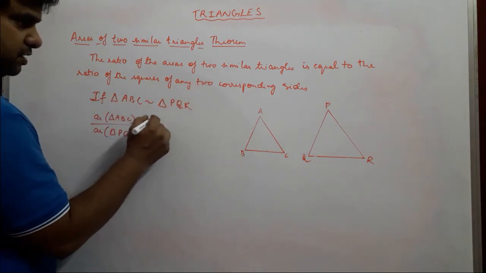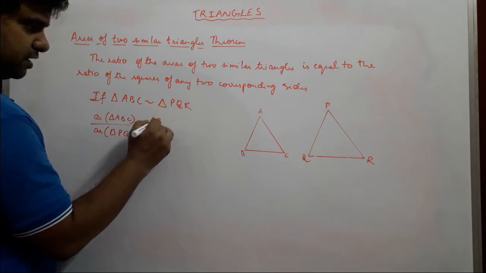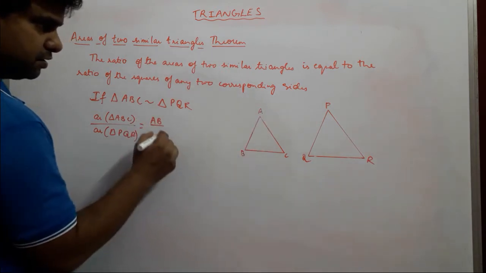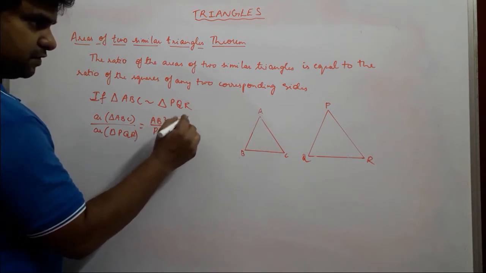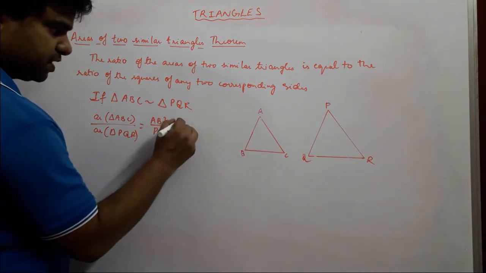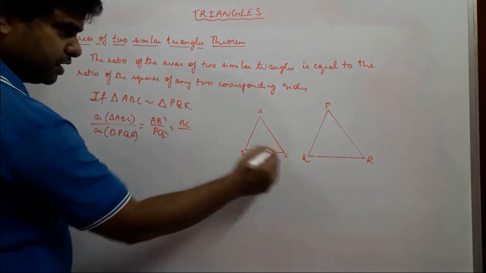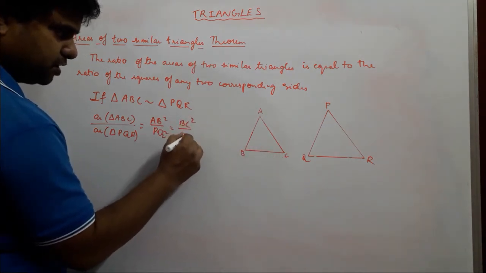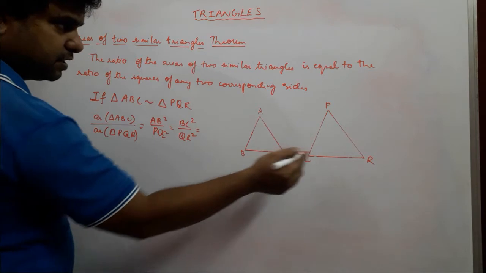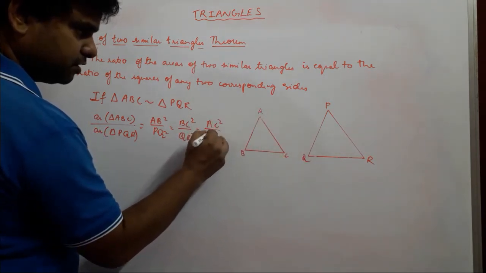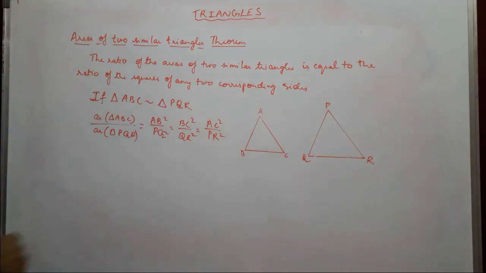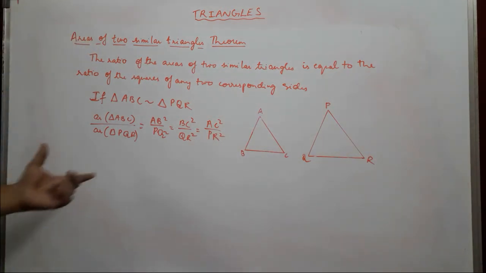So let's take AB upon PQ, but it will be the squares, which can be equal to BC square upon QR square, the corresponding sides, or AC square upon PR square. Okay, so this is what the theorem says.